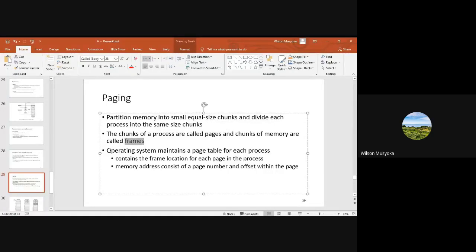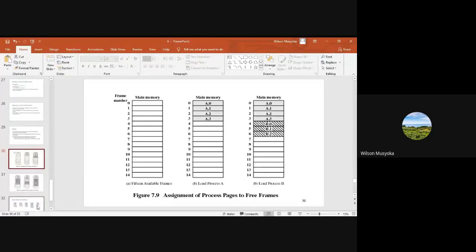Now, the operating system is going to maintain a page table for each process. This table now is going to have several pages, or what we are calling the chunks of the process. So there are going to be several pages, and each of them will contain the frame location for each page in the process and memory address consisting of a page number and an offset within that page. So this is how it will look like.